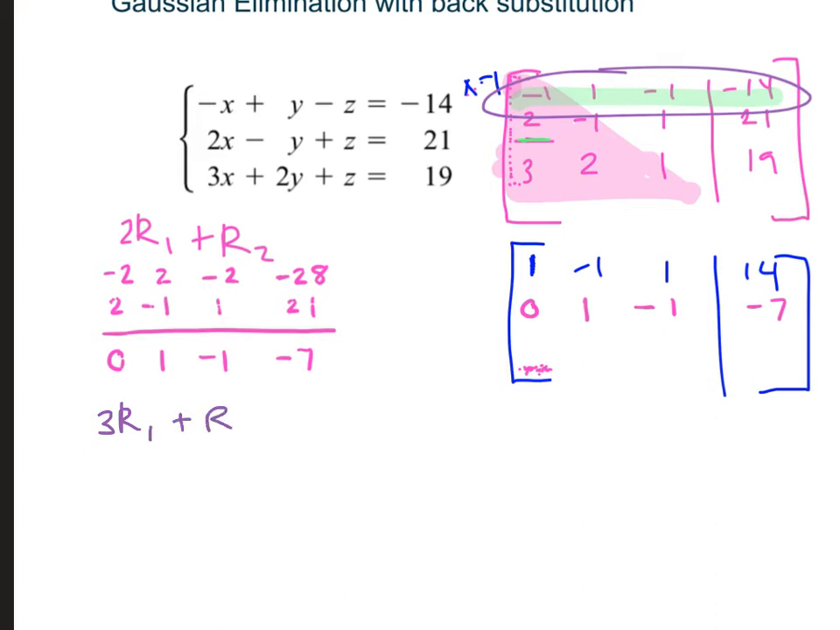And I always write this on the side so I know what exactly I'm doing. So I don't get lost somewhere along the way and accidentally move on to row 2, go backwards, or something like that. So it's always good to just label what you're doing. So I'm multiplying row 1 by 3. So I have negative 3, 3, negative 3. And what's negative 14 times 3? Negative 42, and I'm adding that to my third row, which is 3, 2, 1, and 19.